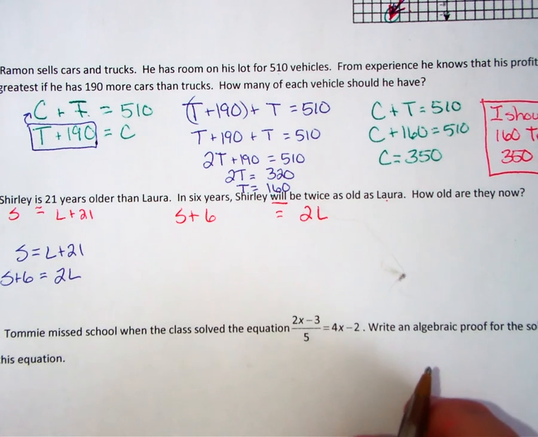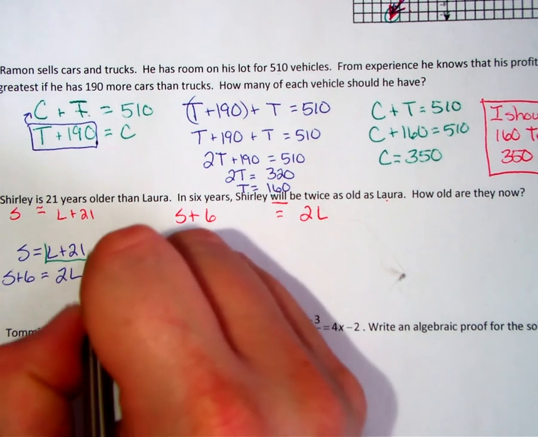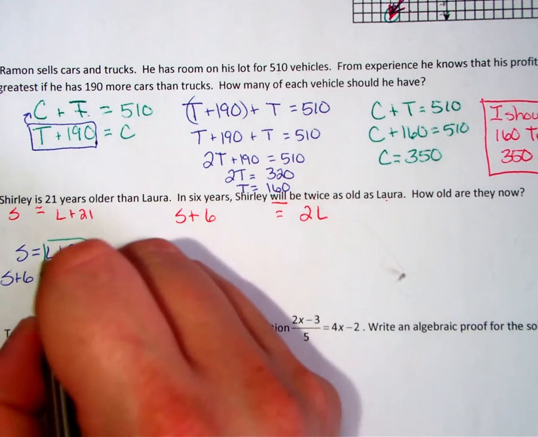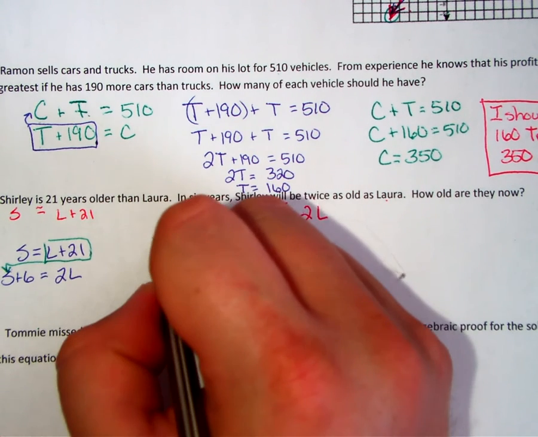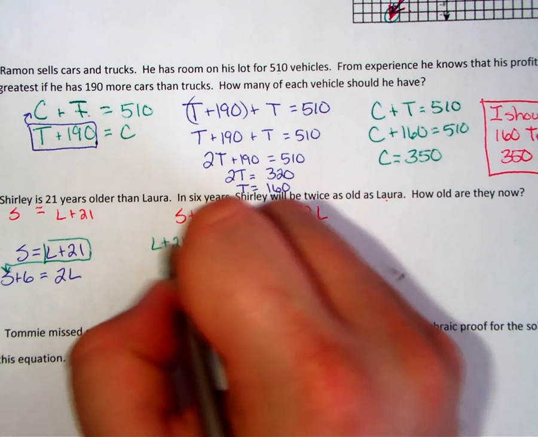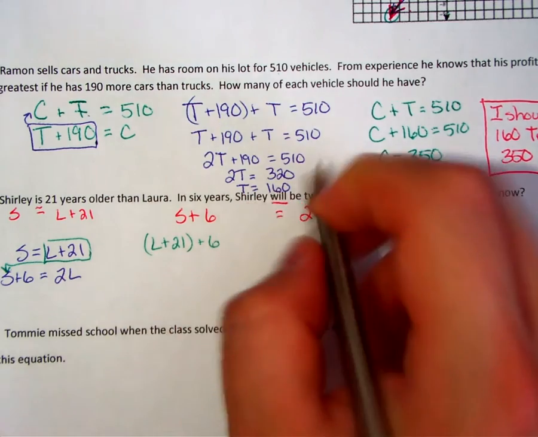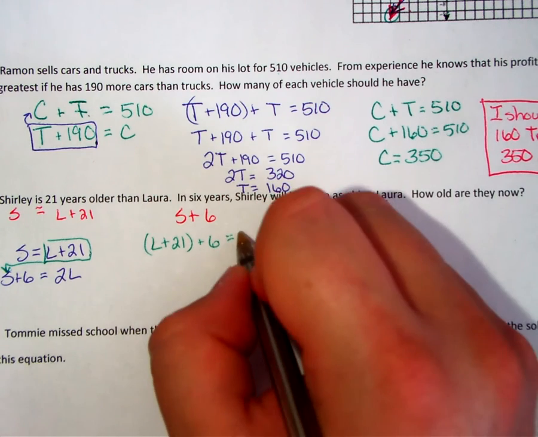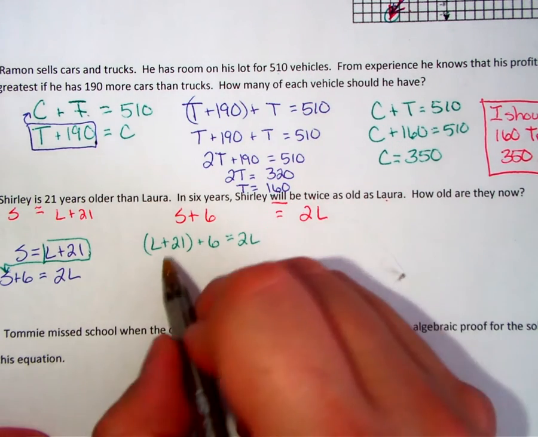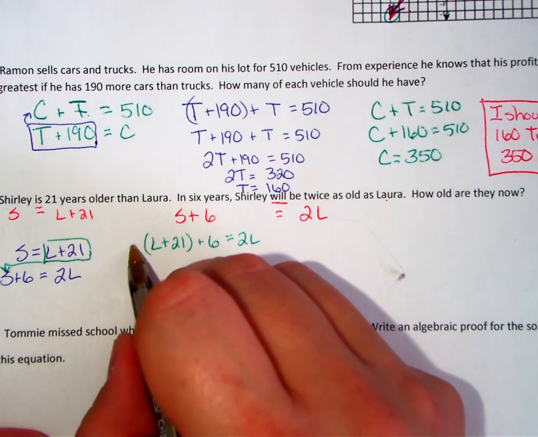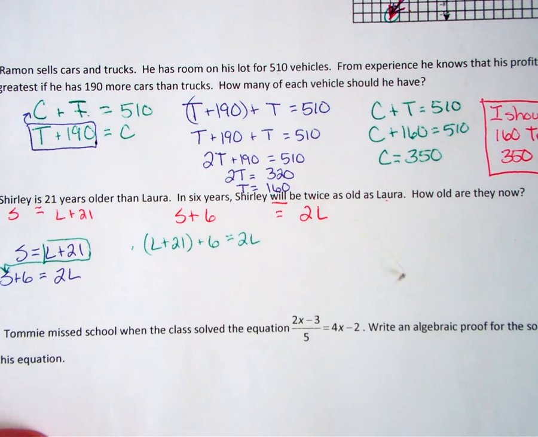Now, it looks to me like another great substitution problem, so we're going to substitute in the value of S. So, L plus 21 plus 6 is equal to 2L. All right, let's clean this up a little bit. I don't need the parentheses. I'm going to two-step just a little bit here.